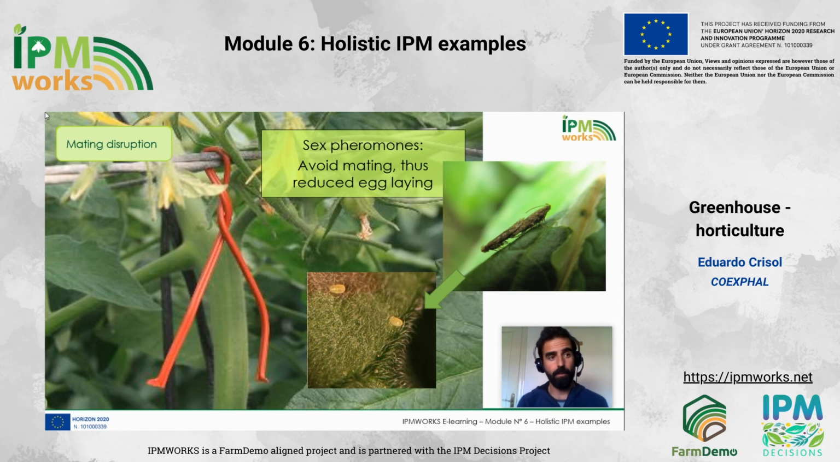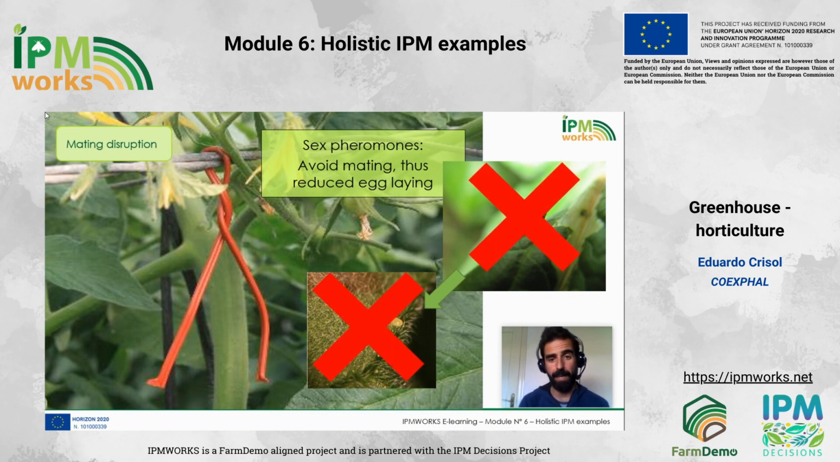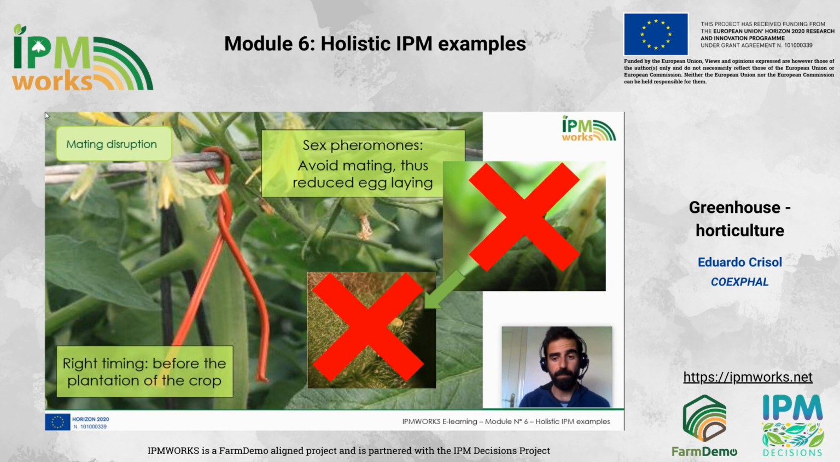We're moving on to the next IPM element, which is mating disruption. In this case, we're talking about using sex pheromones to avoid the mating of Tuta absoluta adults, and thus, of course, that will reduce the egg laying. It is very important to do this at the right timing. So it is essential, when we are using the sex pheromones in a greenhouse, to set them correctly before the plantation of the crop so that we will maximize their effect.